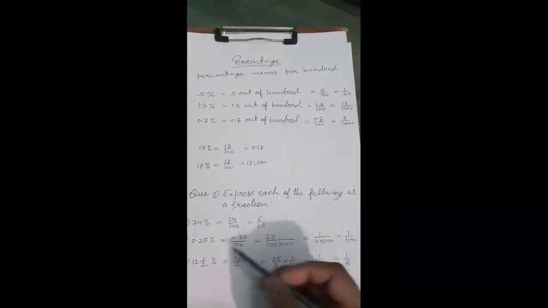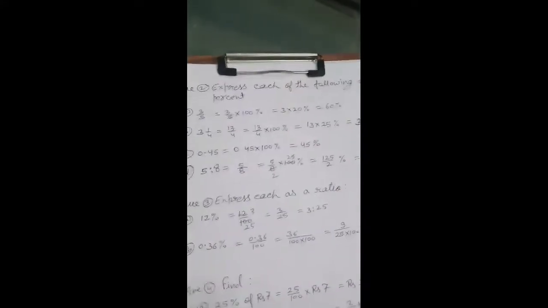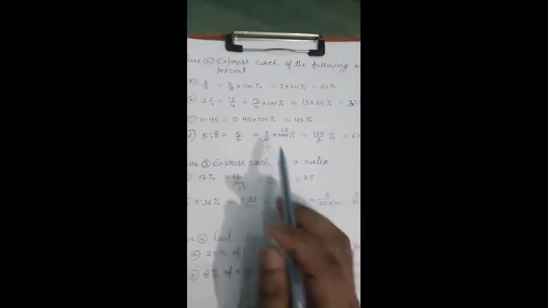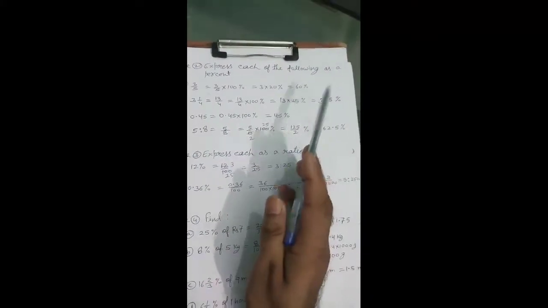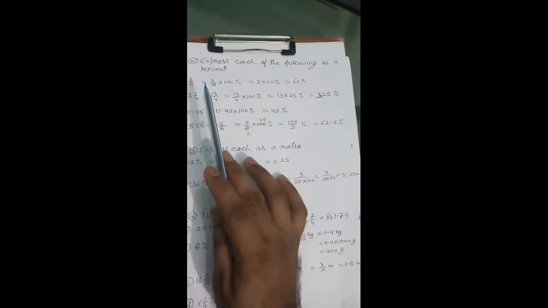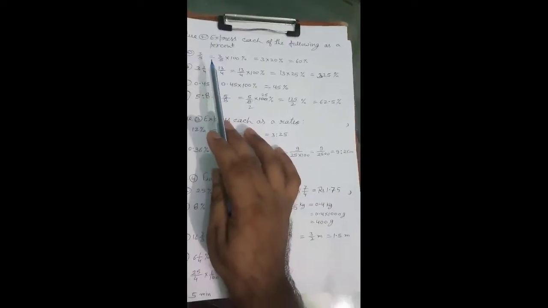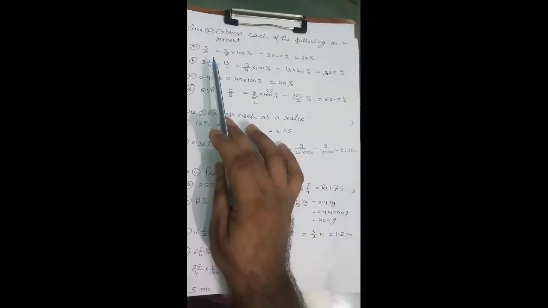You have seen that all the percentages we have converted into fractional form. Okay, now see some more questions. See here, your second question is express each of the following as a percent. That means in the first question we have seen that percentage is converted into fraction. Now here we will convert different numbers into percentage.